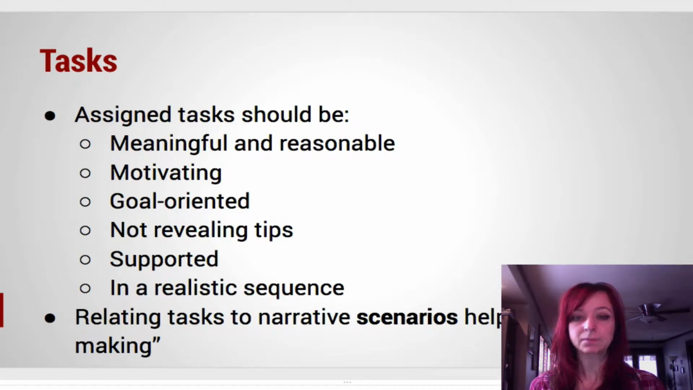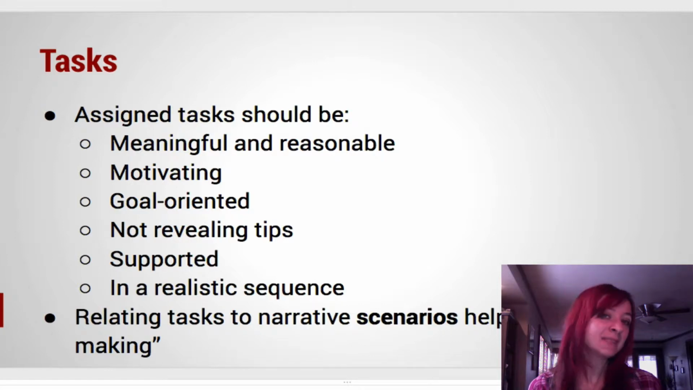It's important that your tasks not reveal tips. For example, a task that says go to the search bar, or something like buy a ticket. If you don't know how, go to the search bar. You don't want to give tips away to people, because then you're not really testing whether or not they can use the site. You're testing whether or not they can use your tips. Tasks should be supported by what's on the site. You shouldn't write a task for a feature that hasn't been developed yet, or a feature that you know doesn't work technically.